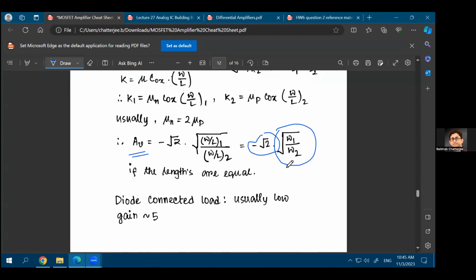Usually the transistors are almost equal size, or maybe one transistor could be 5 times larger than the other, or maybe 20 times larger than the other. But it's very rare to see a transistor which is 100 times larger than the other transistors in the design.